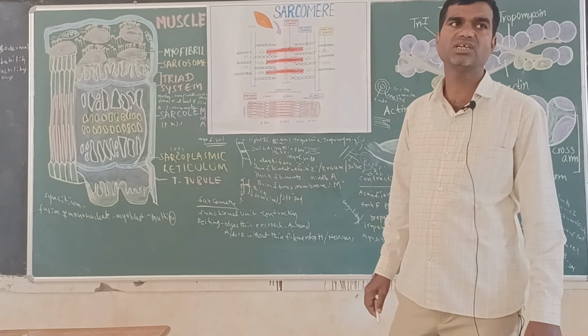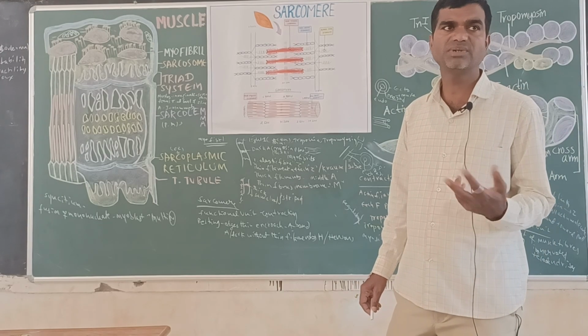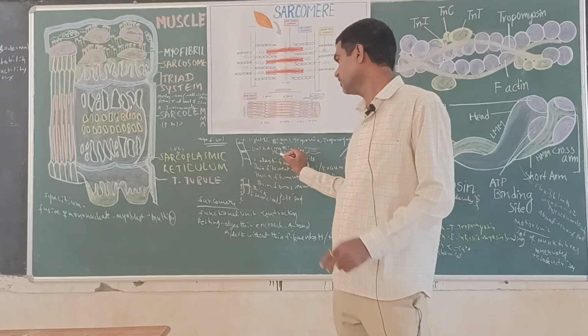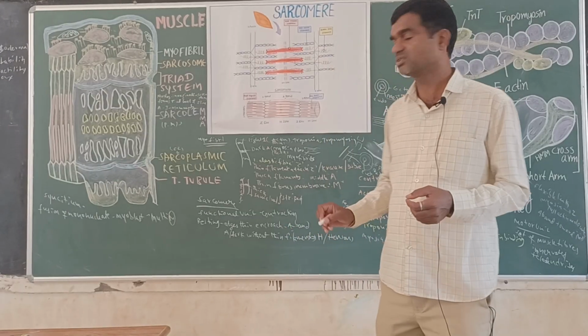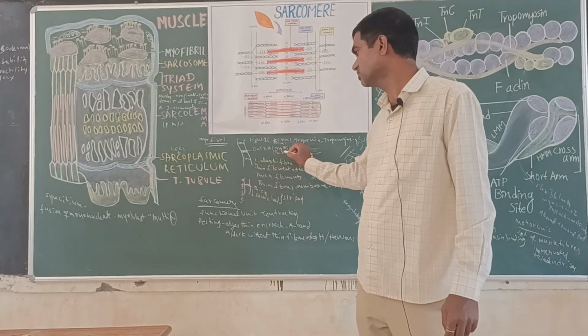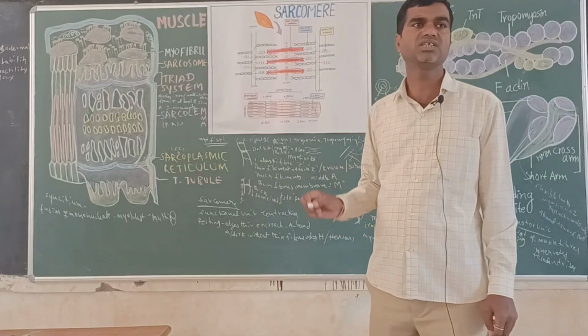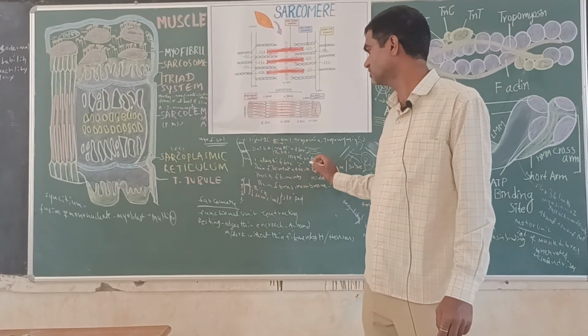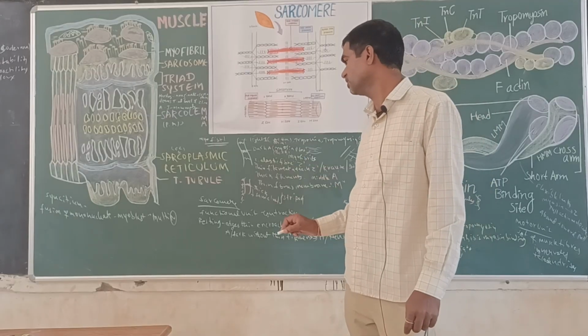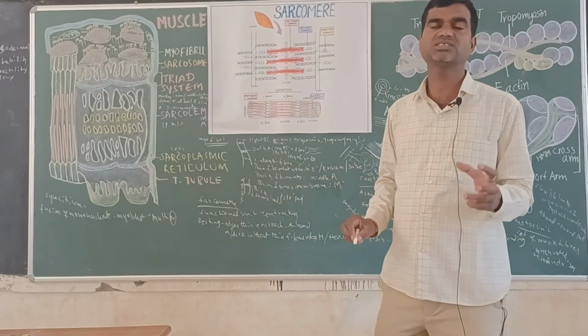A means what here? A means anisotropic band. It contains myosin filaments. Which filaments are these? Thick filaments. Thick filaments are called myosin filaments. And here rod-like structures are forming.